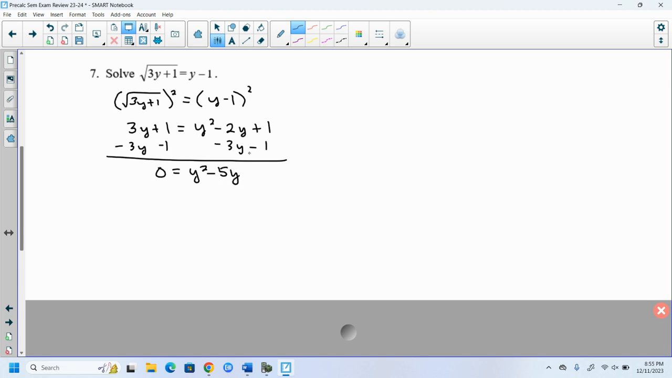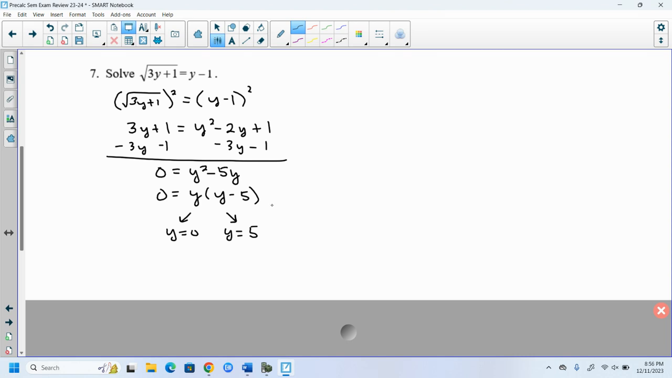Those add up to 0, which is fine. So we got a quadratic. You can do quadratic formula, completing the square, but factoring will work. Even though I don't have a constant here, we have a GCF. And so I can take out a y. And now I simply have y times y minus 5. And then to solve it, I set each of those equal to 0, or figure out what will make each of those 0. So I get y equals 0 and y equals 5.